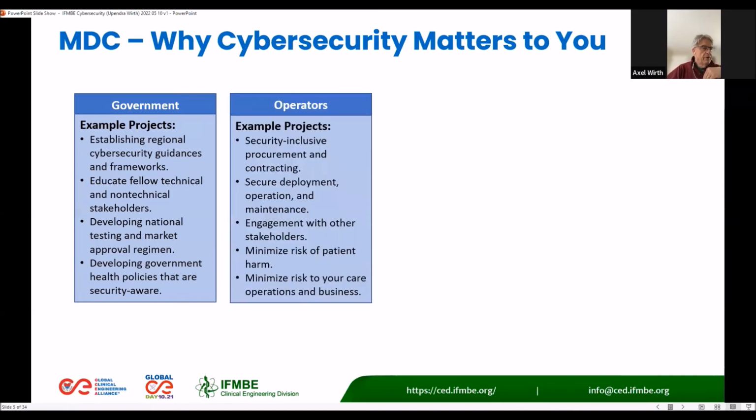If you're an operator of a device, you may be involved in projects like making sure that your procurement process and your contracting is considerate and aware of security.